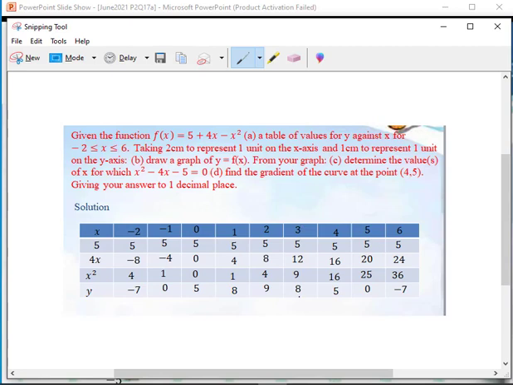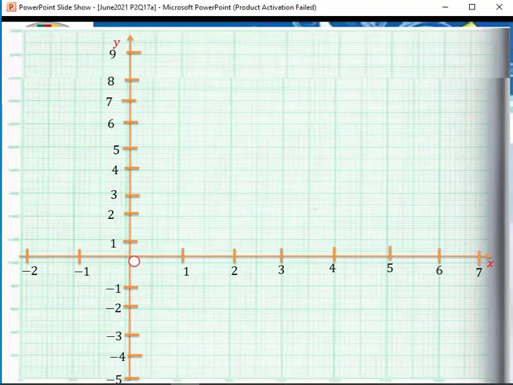When x is 3, we have y to be 8. When x is 4, we have y to be 5. When x is 5, we have y to be 0. And when x is 6, we have y to be -7. So those are the points we are going to be plotting.